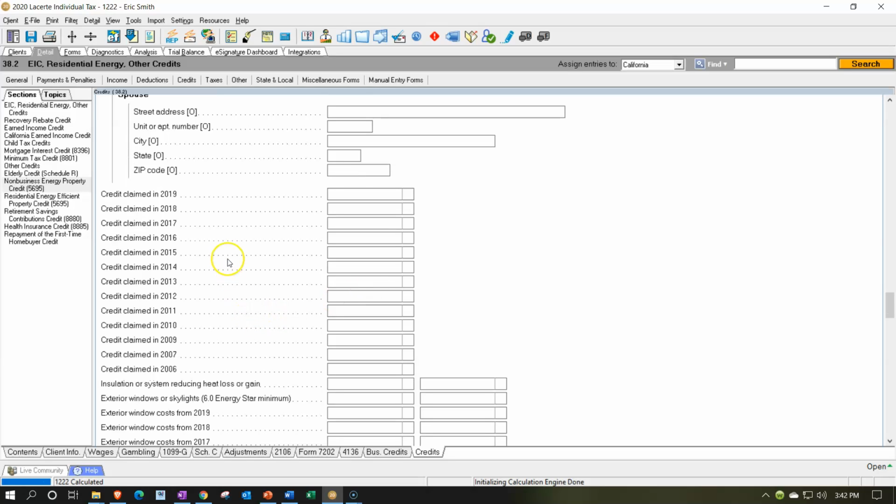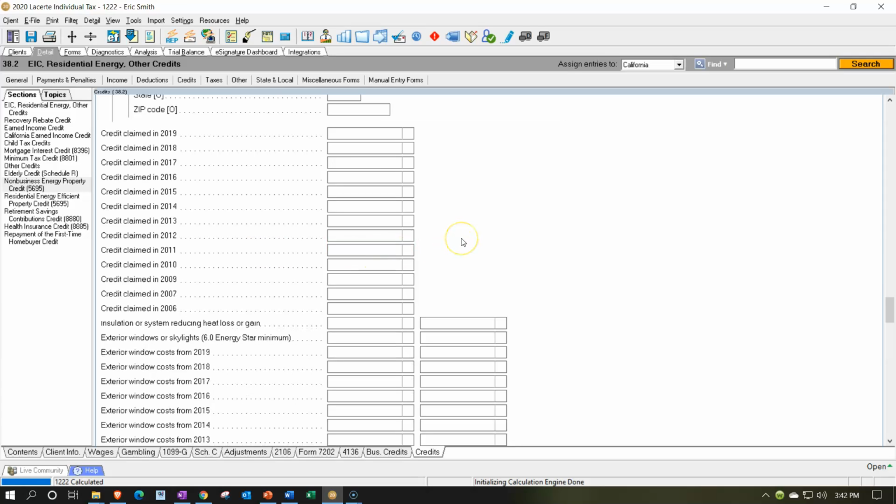Notice we could have the prior years that we need to input. Now, if you're using software and you claimed it in the past, then the software should help you to know whether or not you had prior years of claiming it. If not, then that's going to be necessary because it could affect the amount that you can claim in the current year.